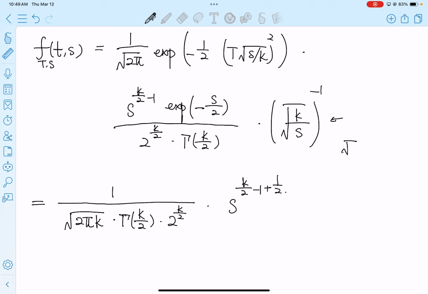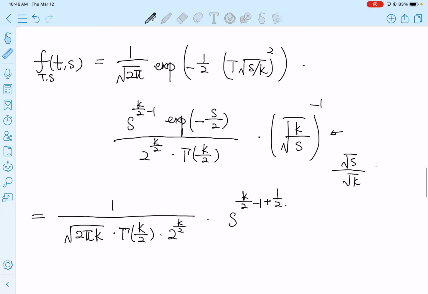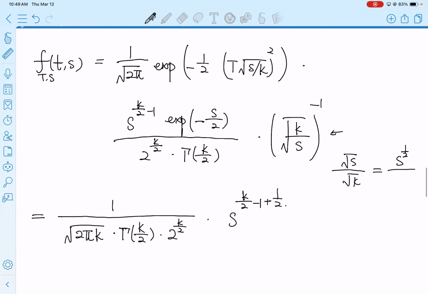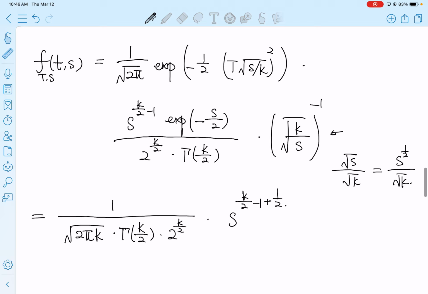After you take the inverse, you have the square root of s over square root of k. So this k here goes to the denominator because that is in the denominator. And then the s is just s raised to the power of 1/2 and then square root of k. Okay? So the s raised to the power of 1/2 is being carried over to here. So this is s raised to the power of alpha minus 1, but k over 2 minus 1. There's another copy of s raised to the power of 1/2, so adding the 1/2 here.